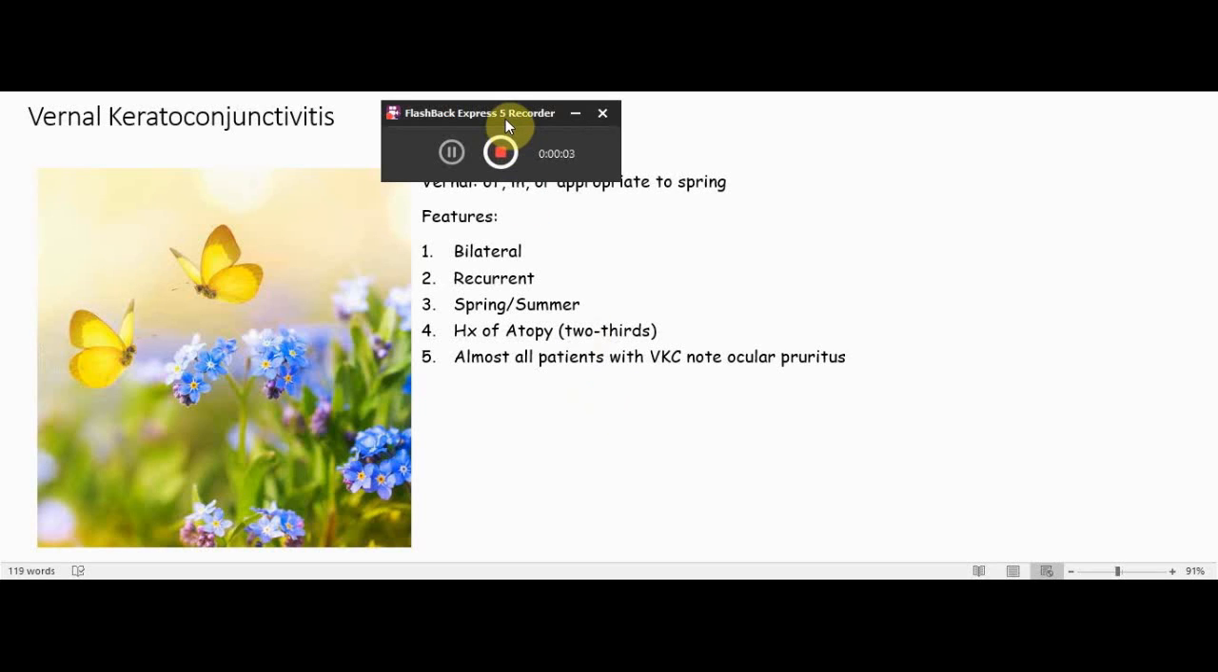Let's talk about a very important topic, vernal keratoconjunctivitis, also known as spring catarrh. So, what exactly is vernal keratoconjunctivitis and why is this something we need to be concerned with? Vernal means something which is associated with spring, and the addition of vernal in the name of this pathology is signifying a very important epidemiologic point.